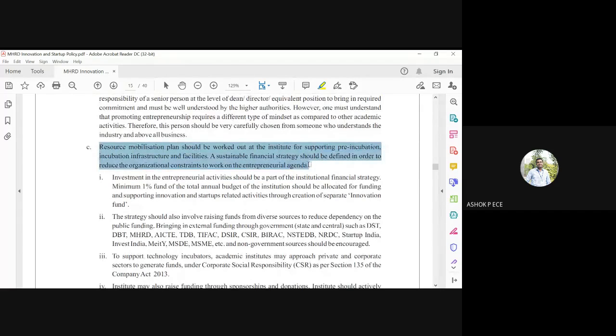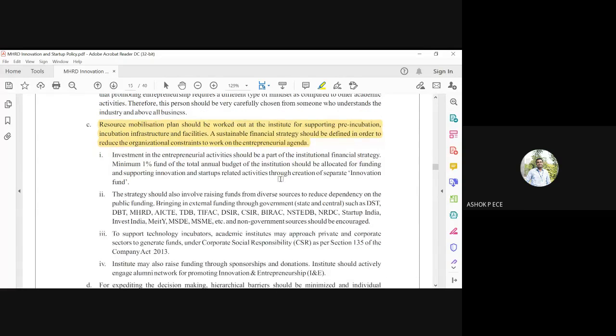Resource mobilization means how we are going to mobilize the funds, and how we are going to support pre-incubation and post-incubation facilities. You have to work out the financial strategies for that. A sustainable financial strategy should be defined in order to reduce the organization's burden on the entrepreneurial agenda. So you have to have a clear financial strategy for how we are going to carry it forward.